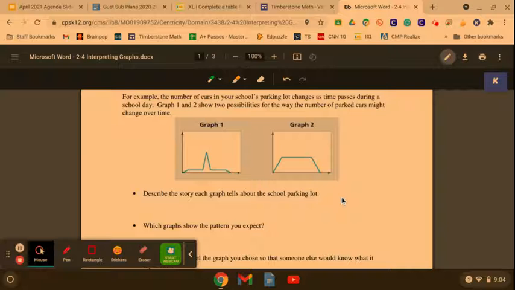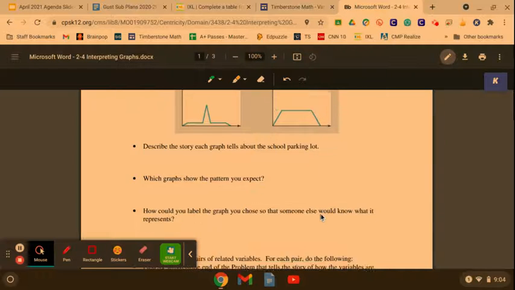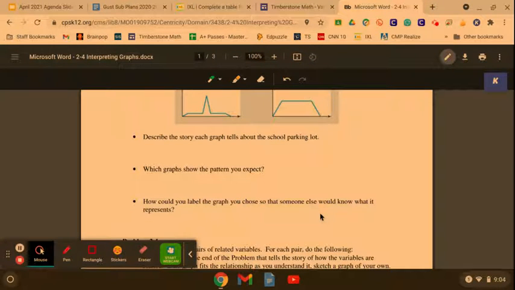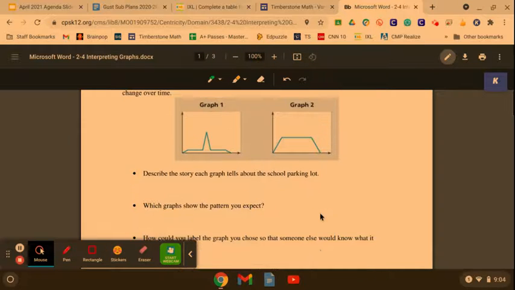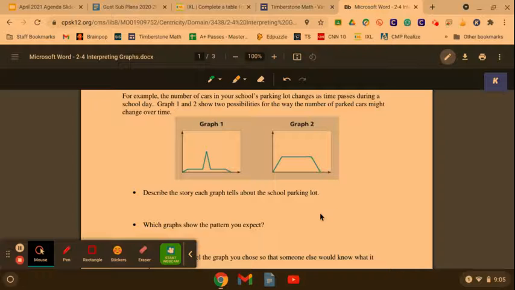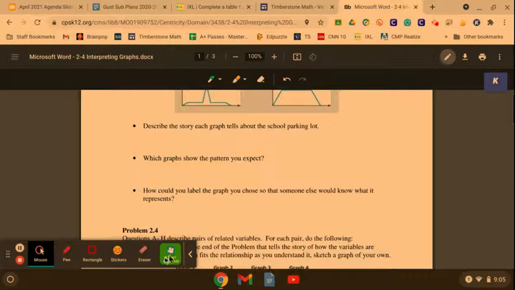So it says describe the story each graph tells about the school parking lot, which we have just done. Which graphs show the pattern you would expect? So we would say graph 2 is more of a typical school day. And then how could you label the graph you choose so that someone else would know what it represents? So that's what we're going to be focusing on today, this right here.